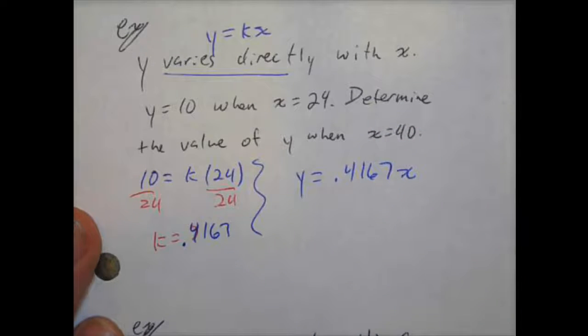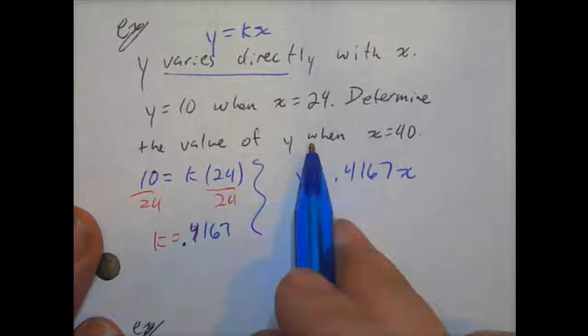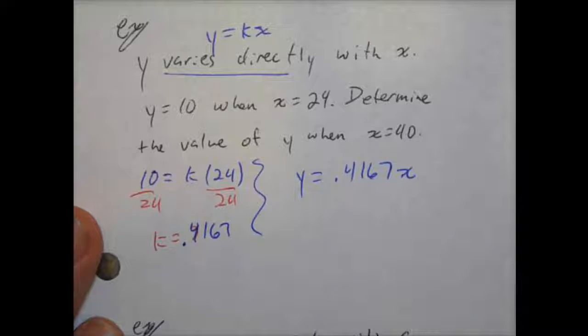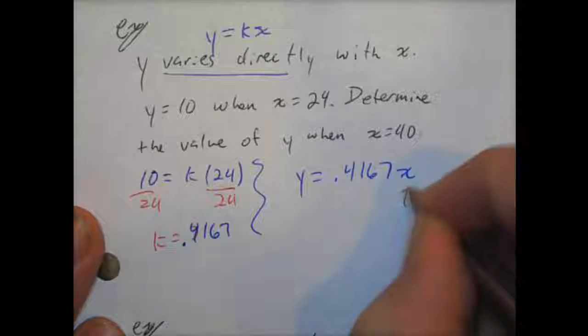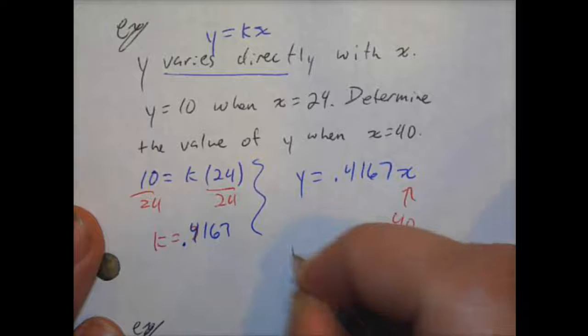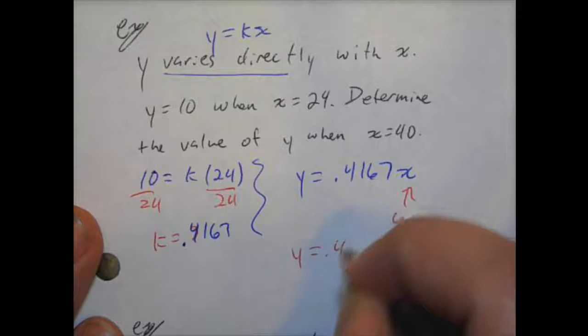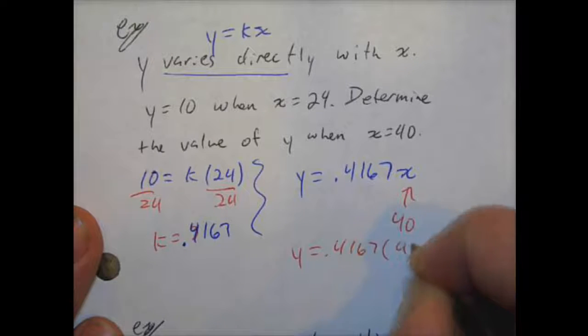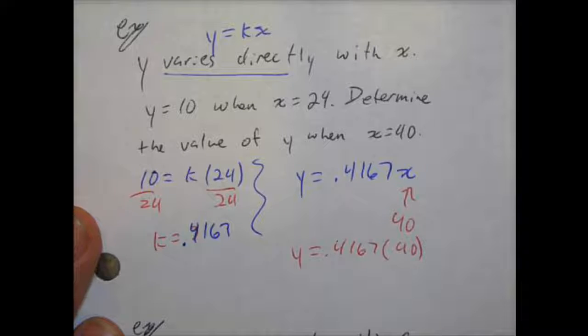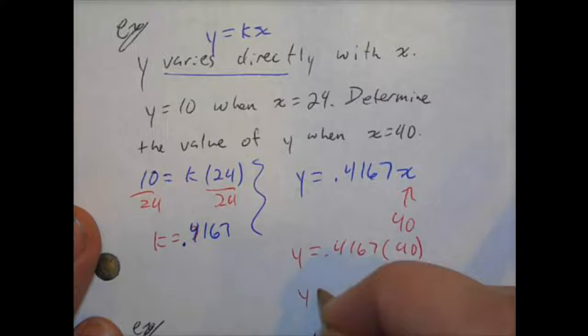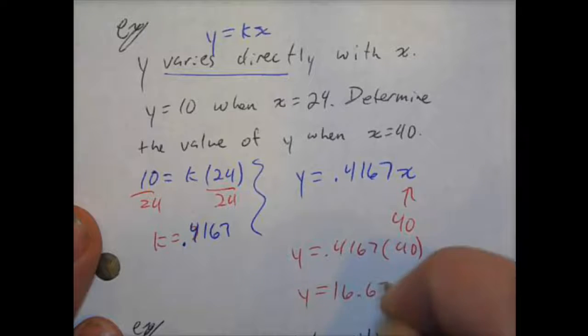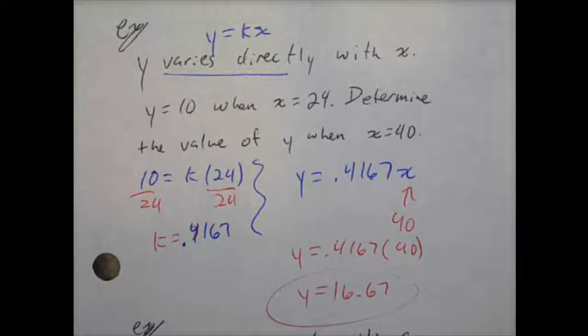So essentially, our equation for this situation would be y equals 0.4167x. Now it'll also go on and say determine the value of y when x equals 40. So I can figure out what my y value is when x is 40. If I do 0.4167 times 40, I will get that my y value should be 16.67. That's essentially what variation is. That's how we can mess with it. It's always just messing with these two equations, so it's not too terribly difficult.